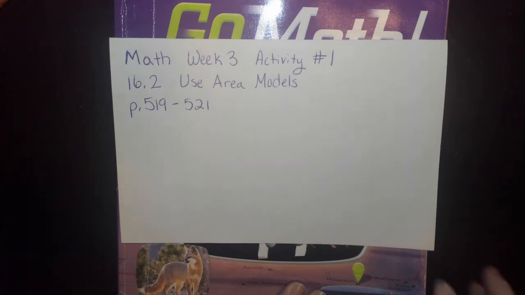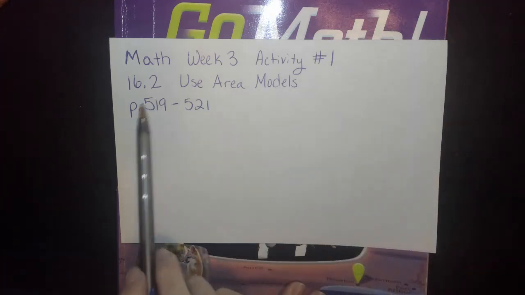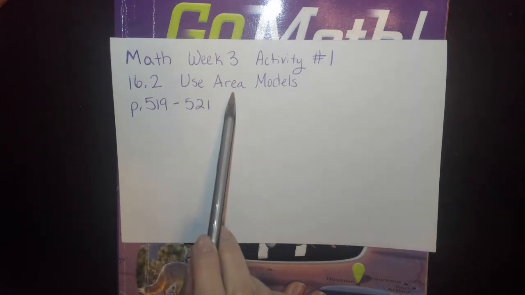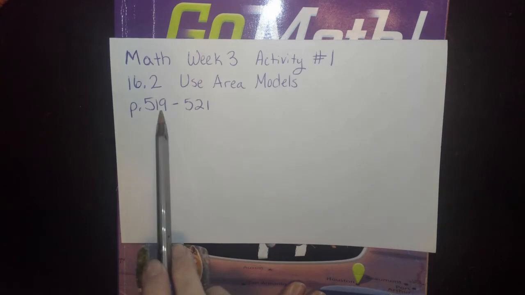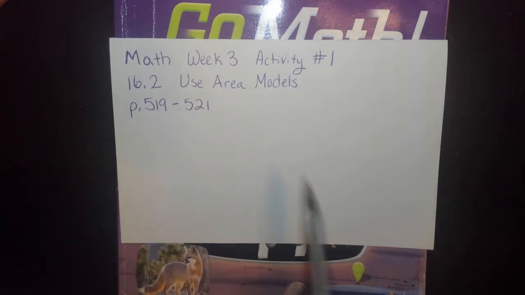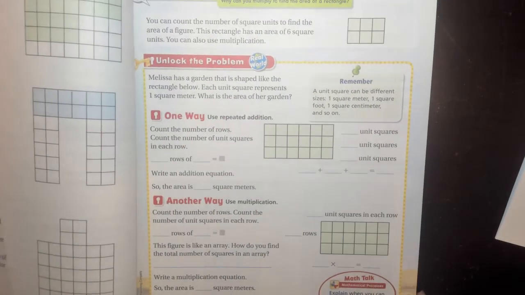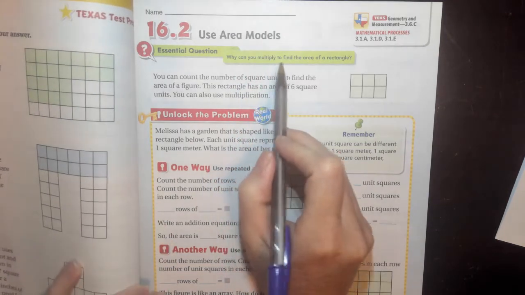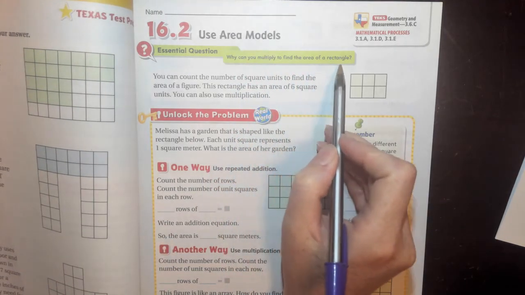Okay, we're starting our third week of at-home learning, and this week we're going to be looking at finding area. We're going to start out on page 519 through 521, use area models. So page 519, at the top it says, why can you multiply to find the area of a rectangle?